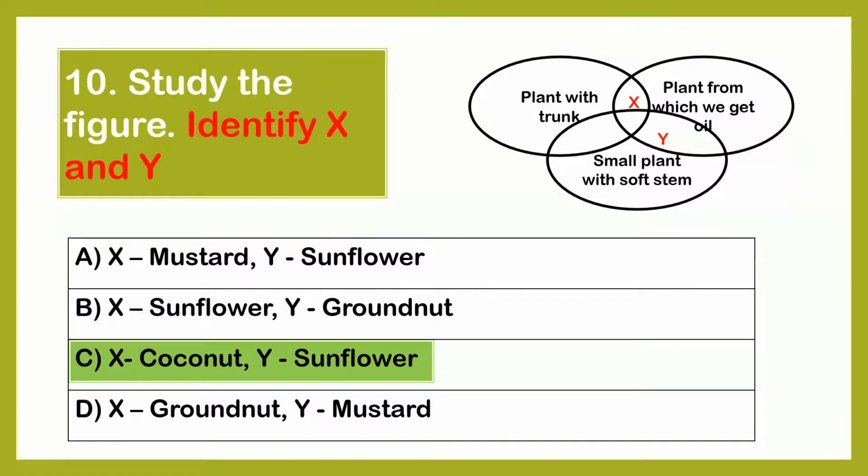Coconut is a plant with trunk. That means it is a tree. We get coconut oil from it. Sunflower is a herb with soft stem. And we also get oil from sunflower. Mustard and groundnut also produce oil, but they are not trees. They are herbs.